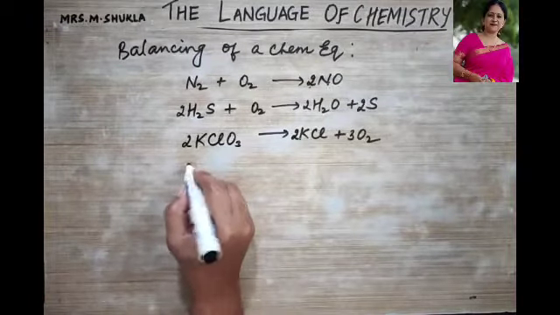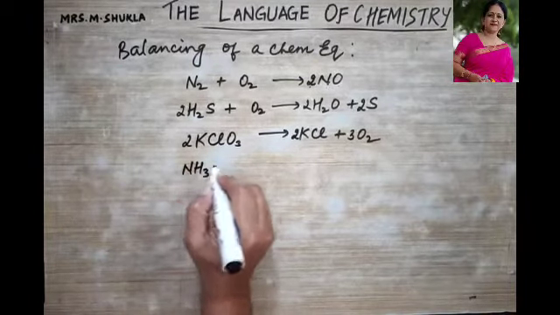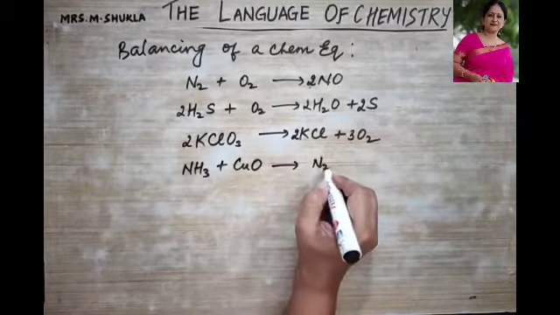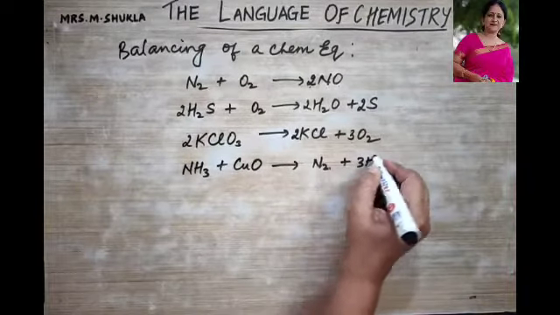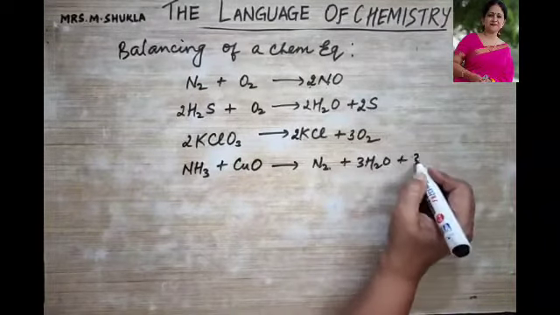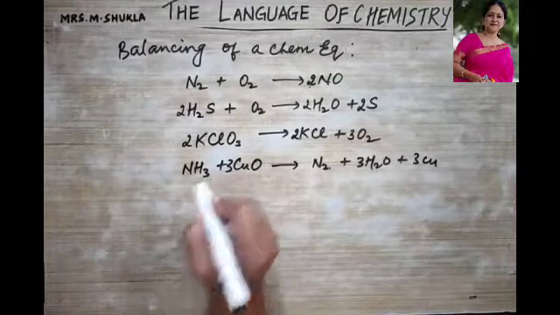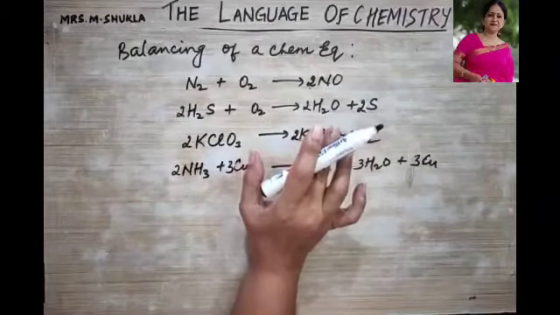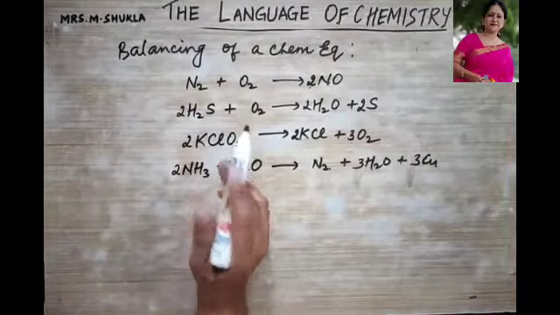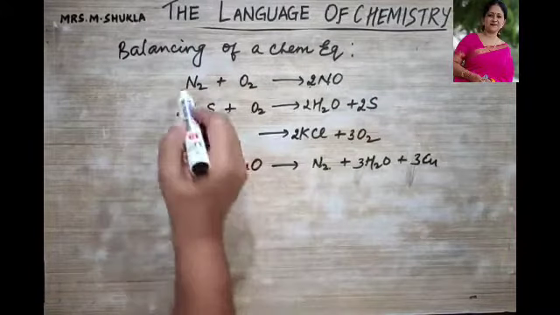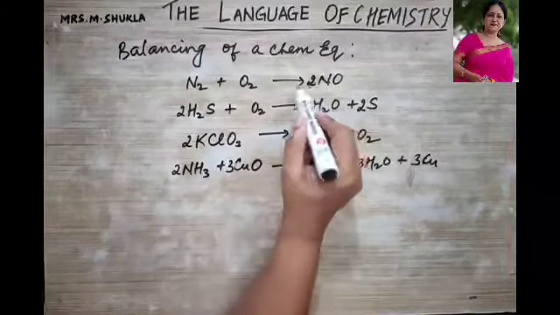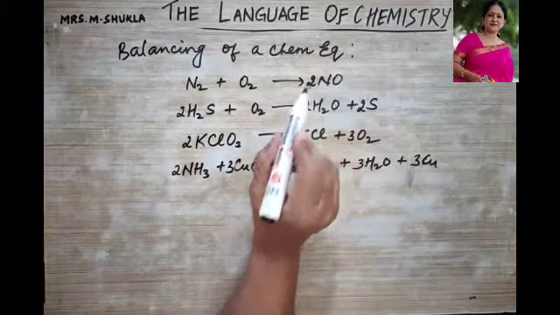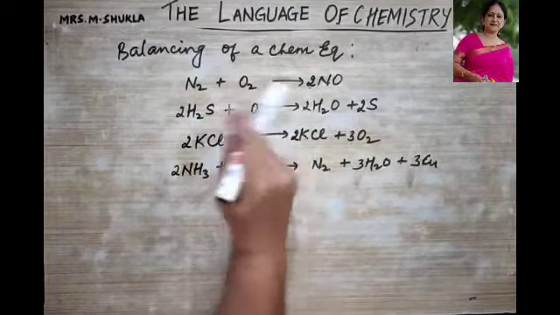Take another one. NH3 plus CuO gives N2 plus 3H2O plus 3Cu. Thus balancing of a chemical equation conveys what? It tells about the reactants taking part in the reaction. It also tells about the products that are forming during the chemical reaction. It tells the number of atoms of each element that is participating in the reaction.